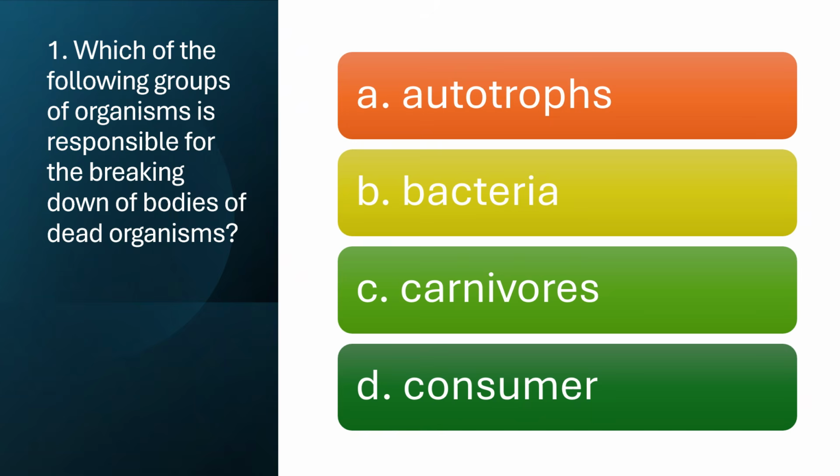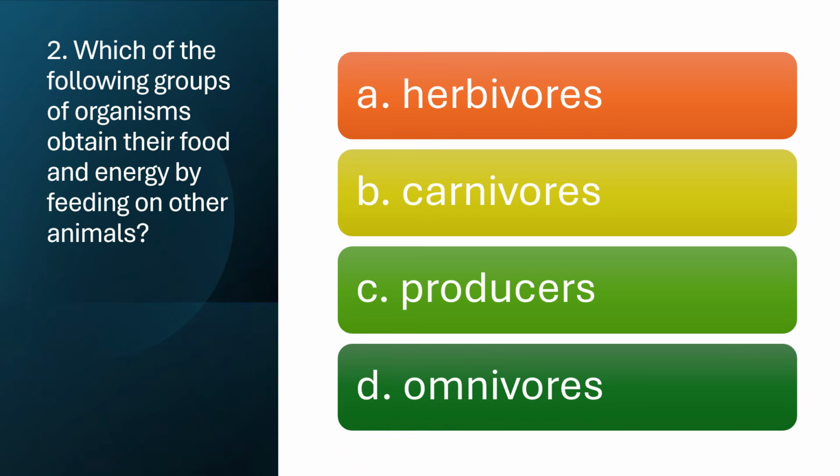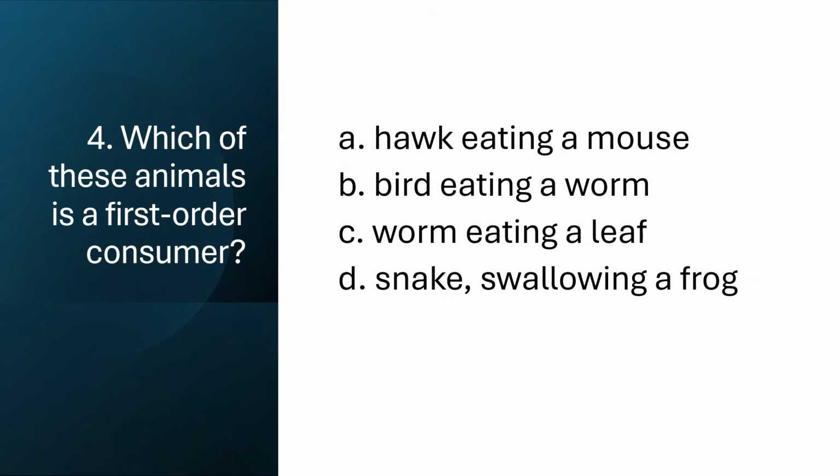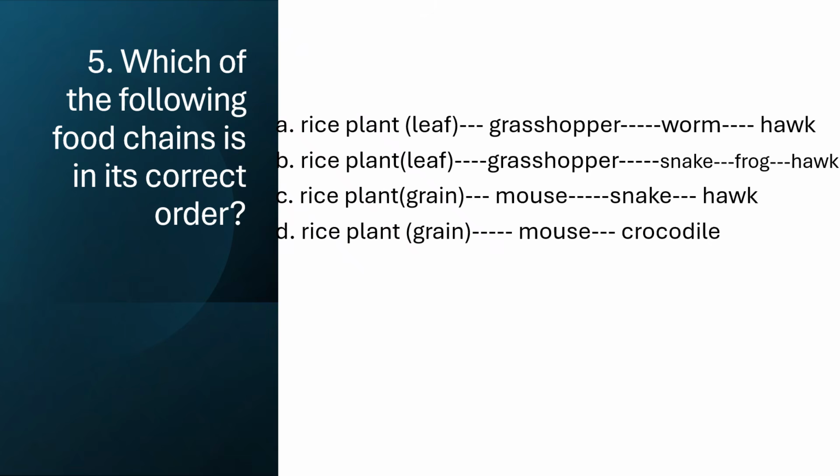Now let's answer these questions. Which of the following groups of organisms is responsible for the breaking down of bodies of dead organisms? Next, which of the following groups of organisms obtain their food and energy by feeding on other animals? Next, why are plants considered producers? Next, which of these animals is a first-order consumer?